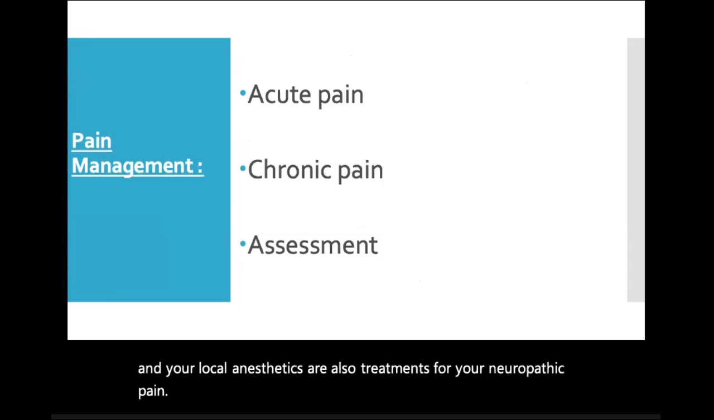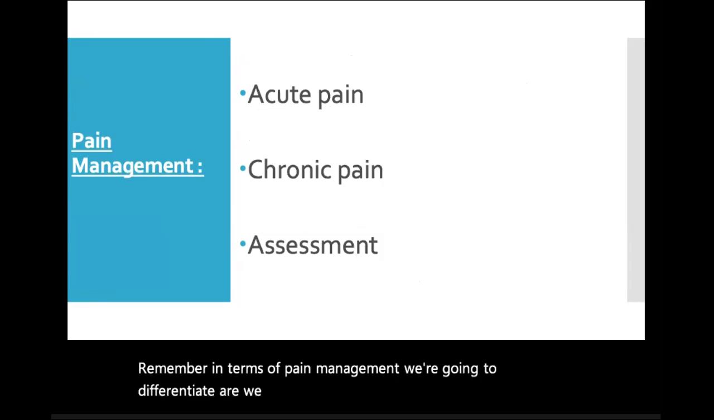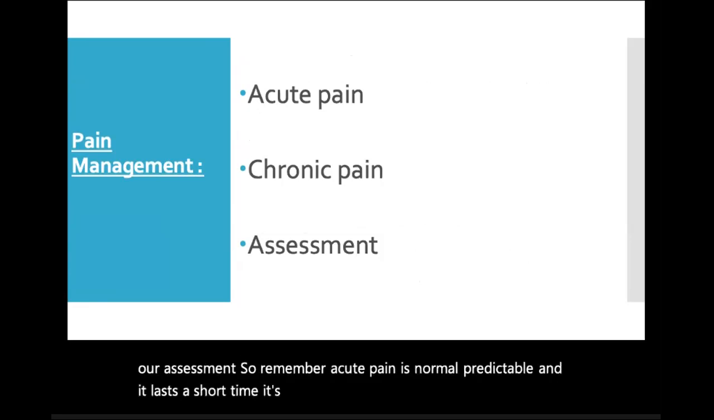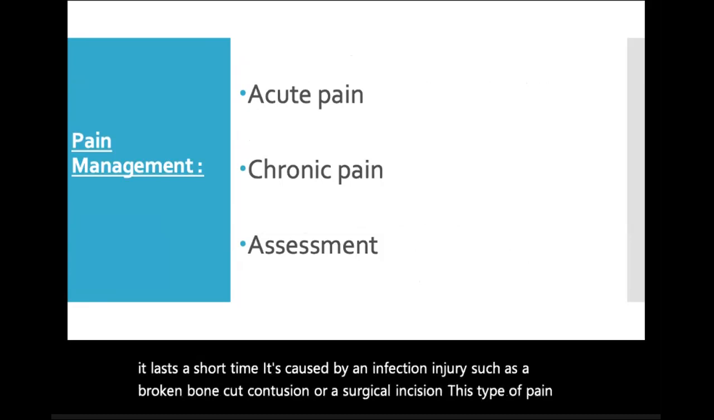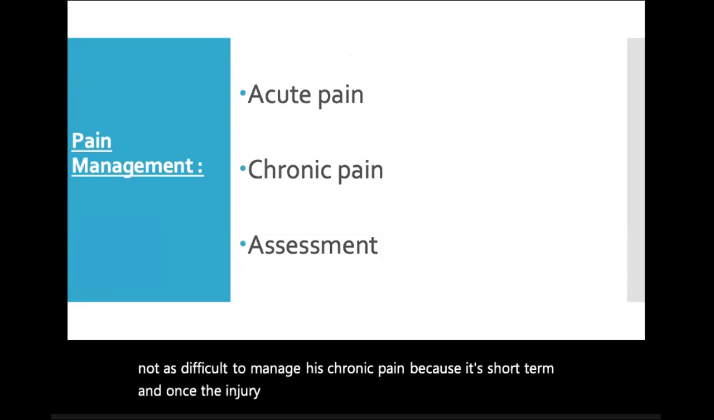Now, remember, in terms of pain management, we've got to differentiate: are we having acute pain or chronic pain, and then look at our assessment. Remember, acute pain is normal, predictable, and it lasts a short time. It's caused by an infection or injury, such as a broken bone, cut, contusion, or a surgical incision. This type of pain is not as difficult to manage as chronic pain because it's short term, and once the injury heals, the pain usually goes away.